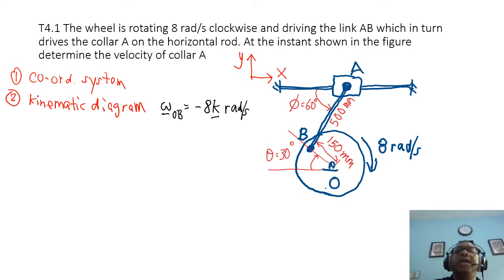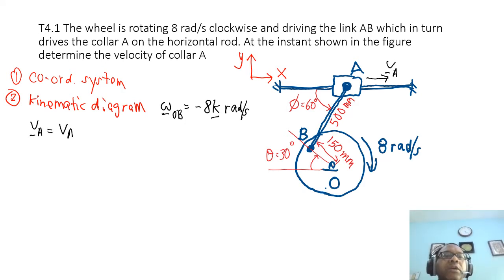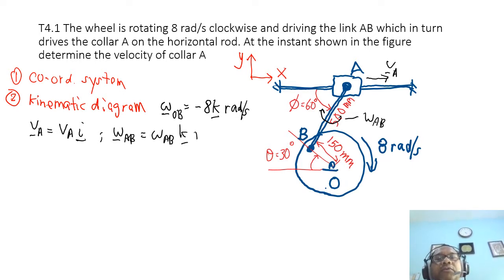What do we have? We have a VA vector here moving in the horizontal. So I can write down here VA equals the magnitude of VA, and the direction is i. What else do we have? We have an omega AB. I can assume that omega AB is the amplitude omega AB in the positive k direction. I'm assuming that.